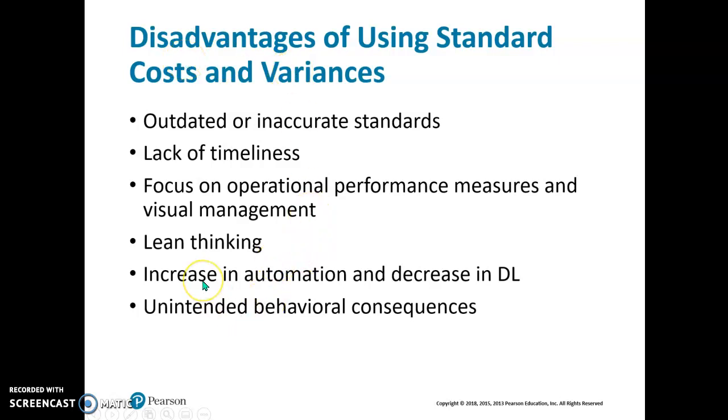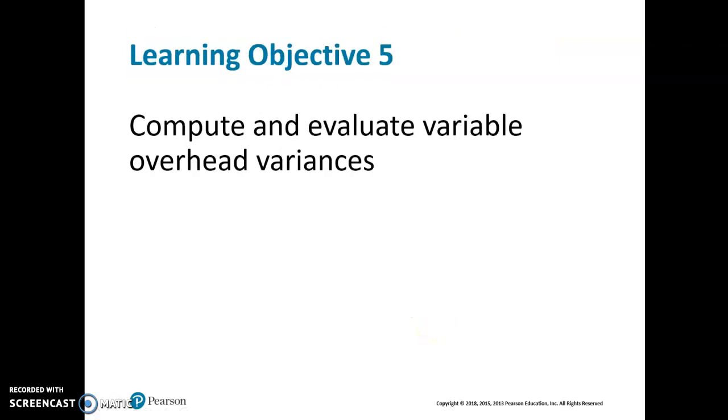Increase in automation. We've got a lot more automation, so direct labor basically doesn't count anymore. I think Harley-Davidson doesn't even track direct labor. Isn't that something? And then finally, unintended behavioral consequences, that people's behavior will actually change once they know the standard. So the last thing we've got here is the variable and fixed overhead variances.